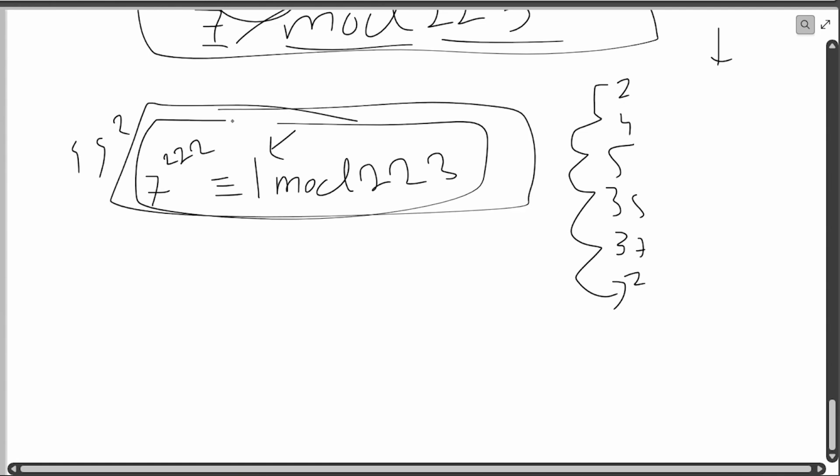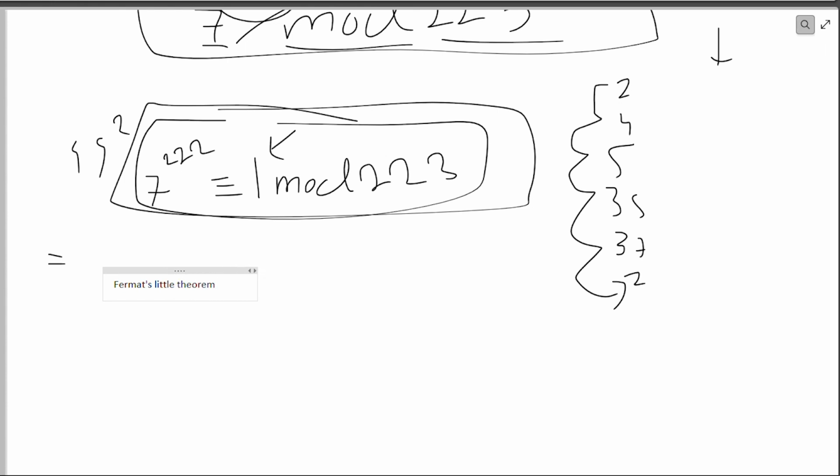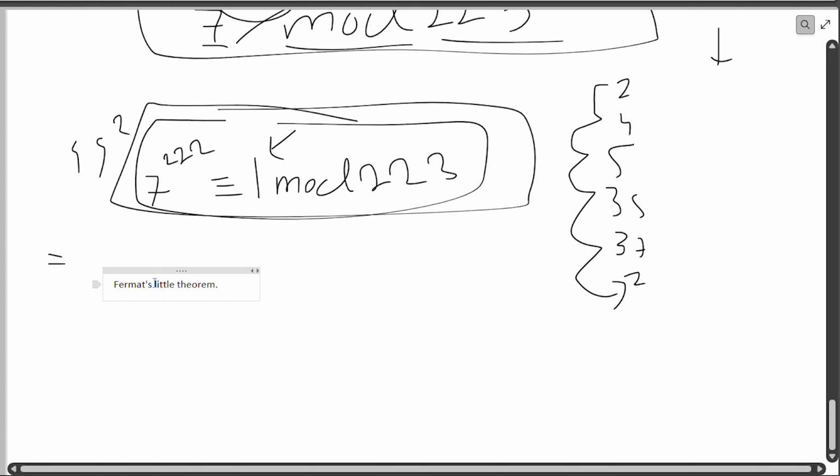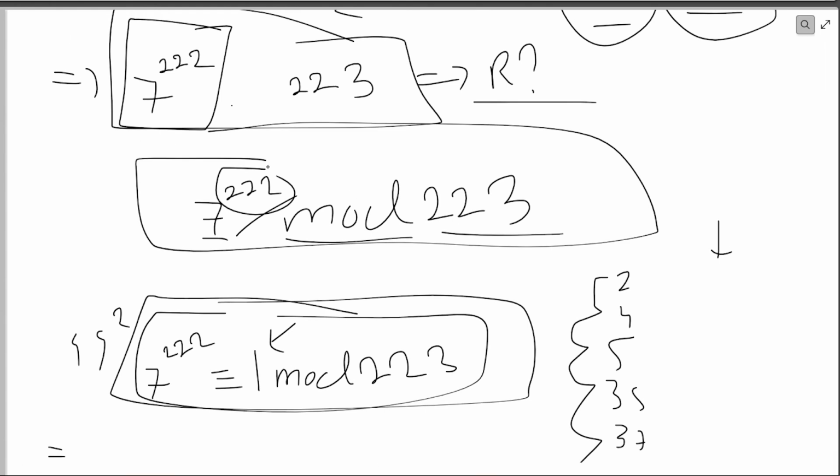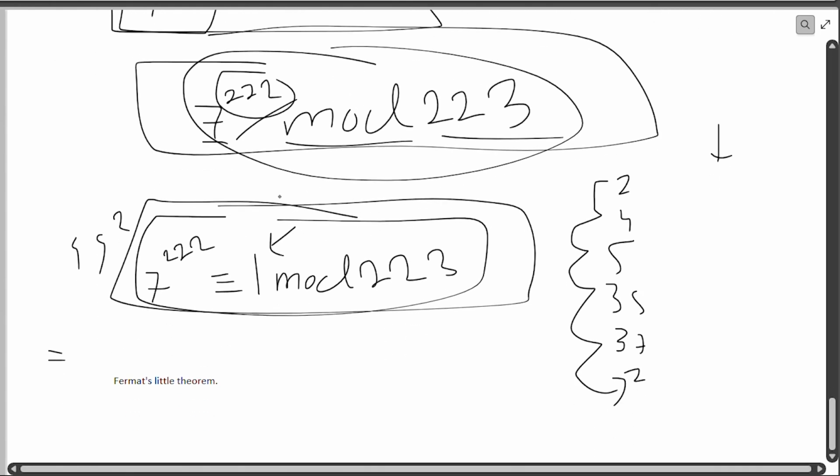And how did we know this? The answer is Fermat's little theorem. So what Fermat's little theorem is, we'll cover in the next video, as this video has already been a bit on the longer side. But we'll see how you can use this little theorem to directly look at questions like this and say that the answer would be 1.